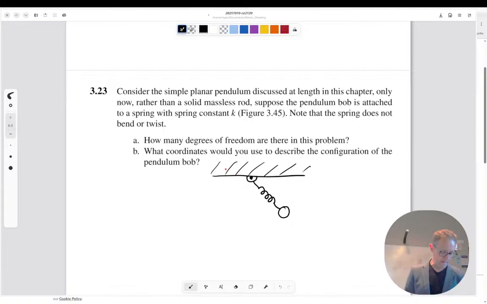I already said something. I said jump into polar coordinates, but you can do this problem however you want. So we're thinking about a pendulum, but the pendulum can stretch. So the first question is, how many degrees of freedom does a pendulum like that have?